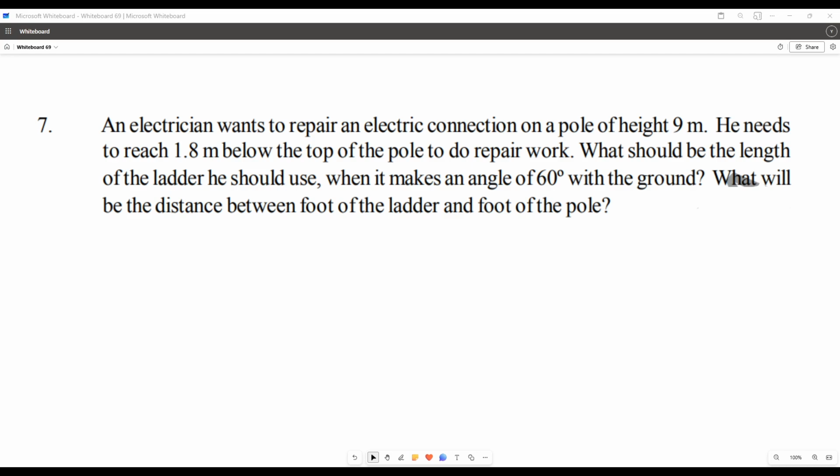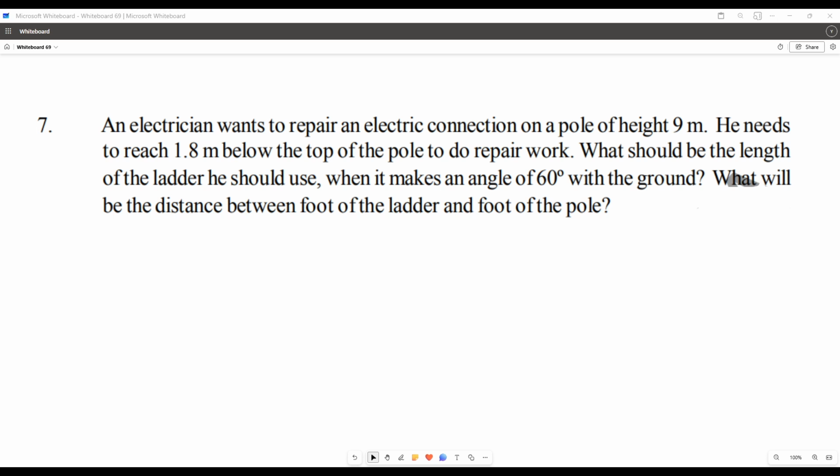Today we have the seventh question of exercise 12.1. So let's see the question. An electrician wants to repair an electric connection on a pole of height 9 meters. He needs to reach 1.8 meters below the top of the pole to do the repair work. What should be the length of the ladder he should use, which makes an angle of 60 degrees with the ground? What will be the distance between the foot of the ladder and foot of the pole?